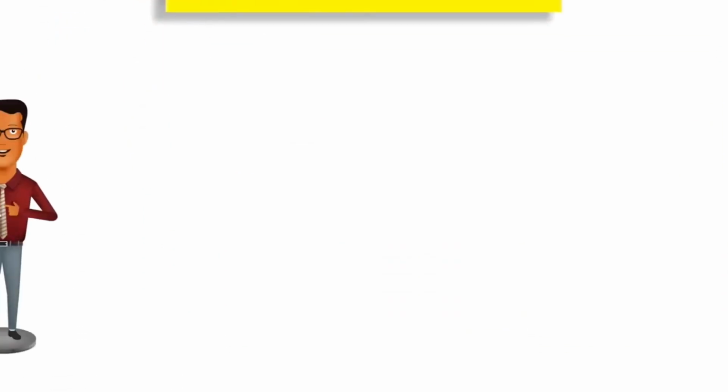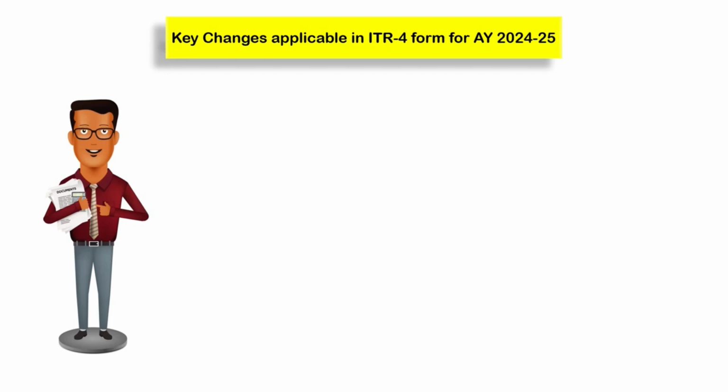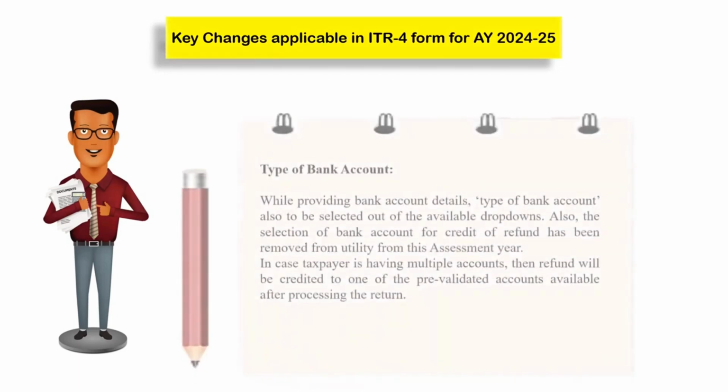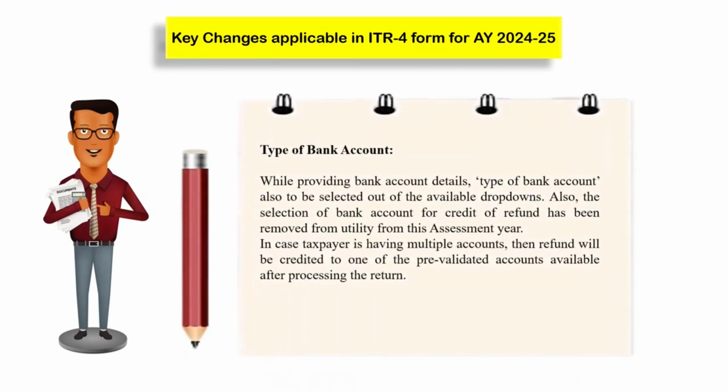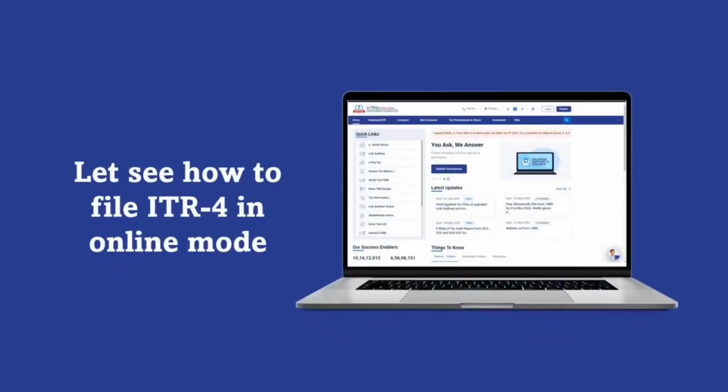Another change in Form ITR 4 for assessment year 24-25 is that while providing bank account details, type of bank account is also required to be selected out of the available drop-downs. Also, the selection of bank account for credit of refund has been removed from the utility from this assessment year. In case taxpayer is having multiple bank accounts, then refund will be credited to one of the pre-validated accounts available after processing the return. Let us now see the step-by-step process of filing ITR 4 in online mode.